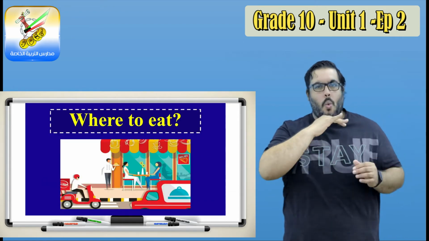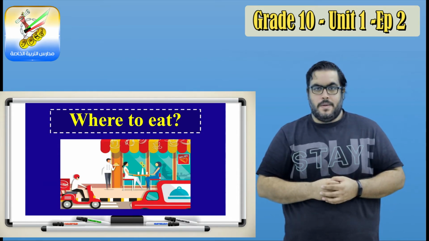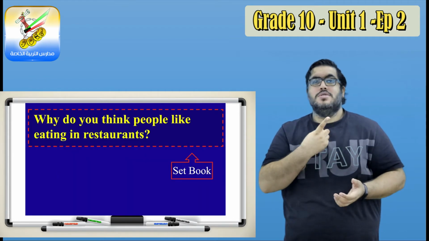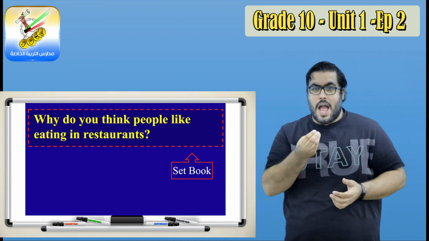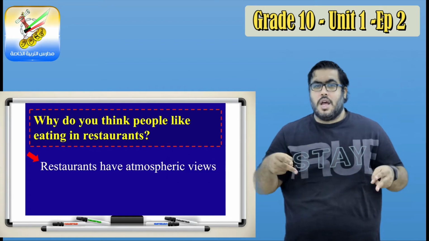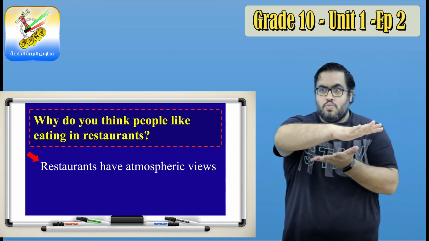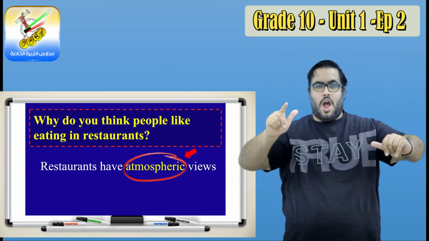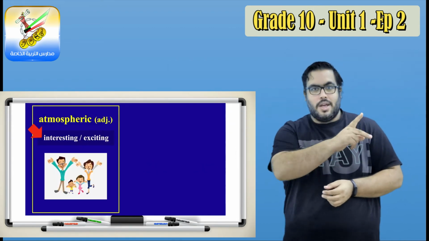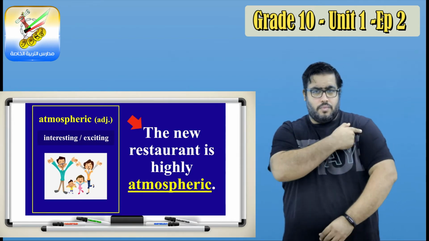Now, when you think about eating, how long does it take you? Where do you want to eat usually? And in your opinion, why do you think people like eating in restaurants? Restaurants have atmospheric views. This is one of the reasons. We have a new vocabulary item, atmospheric. It's an adjective. It means interesting or exciting. For example, the new restaurant is highly atmospheric.